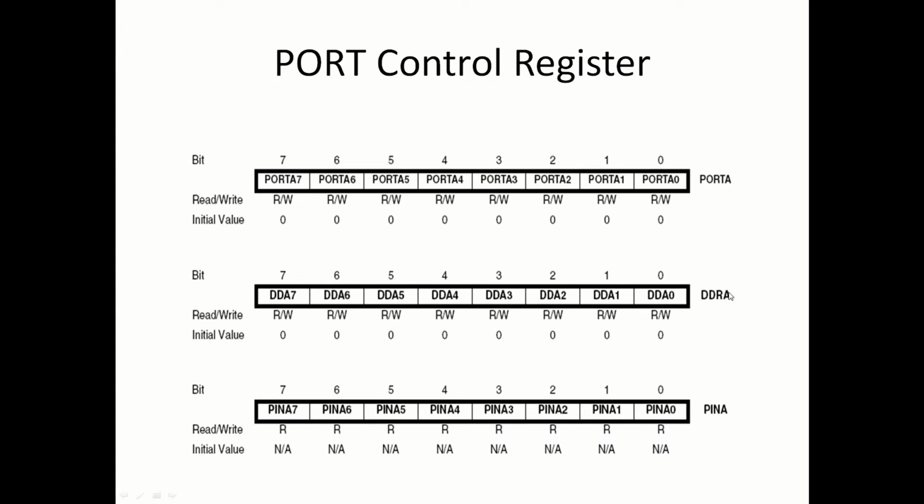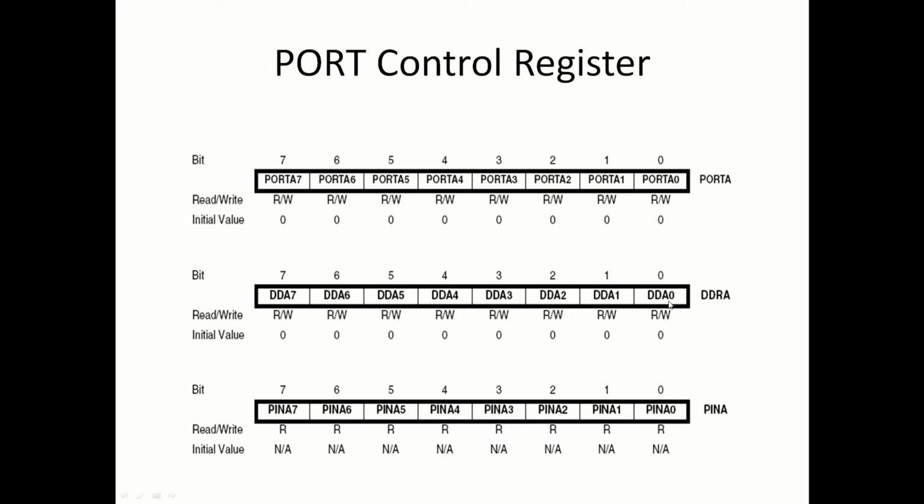The second register is called the configuration register. This register will decide the direction of the port, whether the port is output or input. If you write 0 here, then port A.0 will become input.